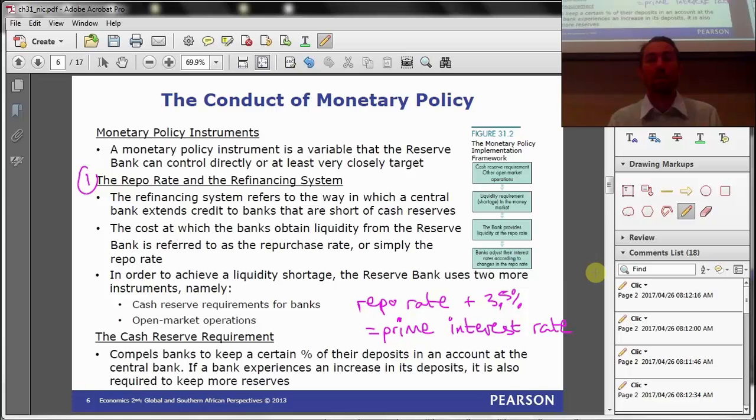Or, well, prime is fixed in terms of the difference between prime and the repo rate. But if the repo rate changes, then prime changes. Okay? So if the repo rate is 6%, the prime rate is 9.5%. If the repo rate is 7%, the prime interest rate is 10.5%. Okay? I mean, you could look at it like that if you wanted to.